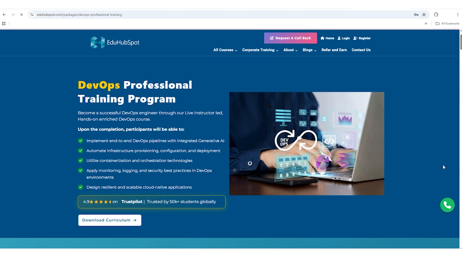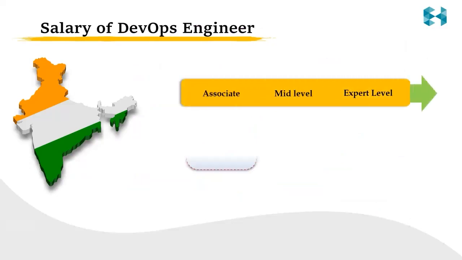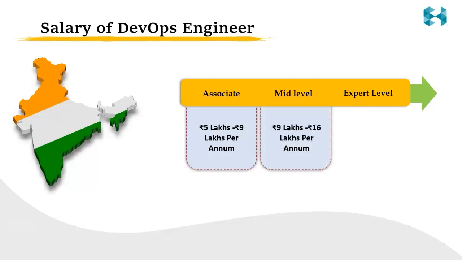All right, now let's quickly talk about one of the most important questions. How much does a DevOps engineer actually earn? Let's start with India. At the associate level, DevOps roles usually fall in the range of 5 lakh rupees to 9 lakh rupees per annum. When you move to the mid-level, the salary easily jumps to 9 lakh rupees to 16 lakh rupees per annum. And once you reach the expert level, DevOps professionals can earn 16 lakh rupees to even 30 lakh rupees plus per annum, depending on skills, tools, and the company you work for.